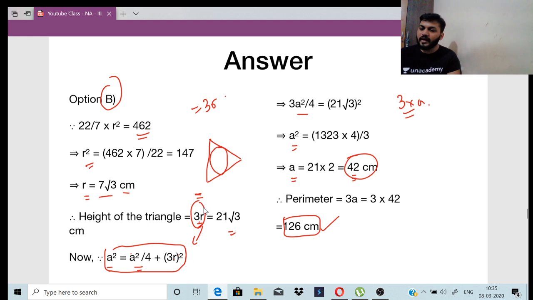This is the formula, baba. Height of the triangle is 3r, 3 into radius. Okay, when a triangle is inscribed in a circle, right? When a triangle is inscribed in a circle, that is 3r.